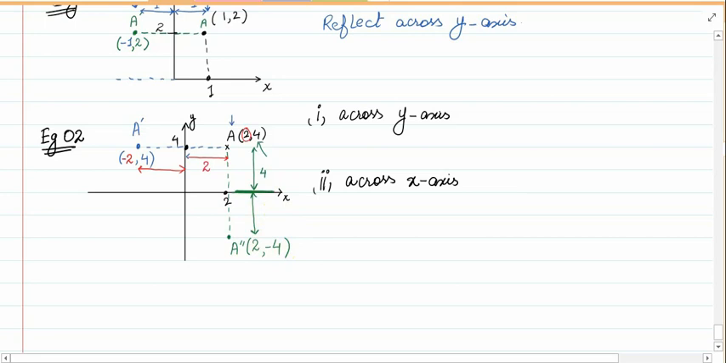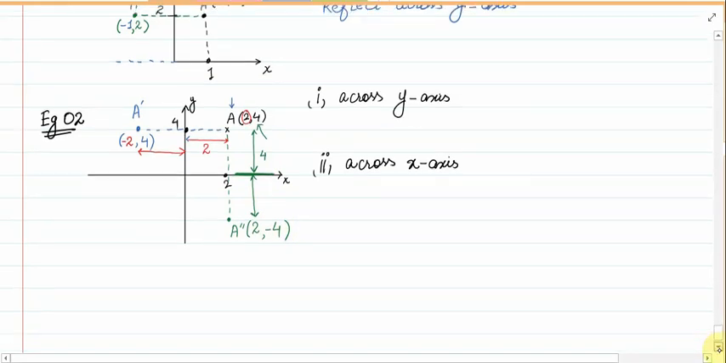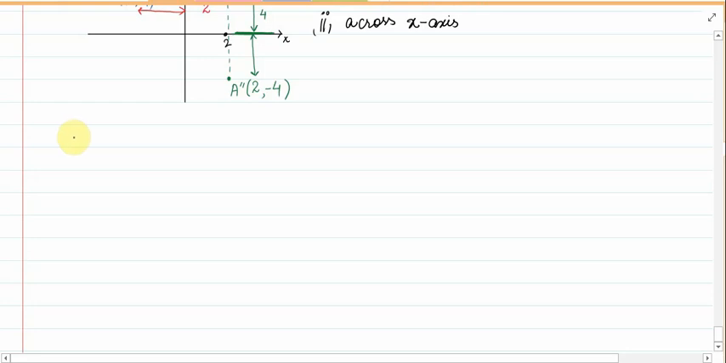So I hope that this example is clear to you as compared to the first one. And if it is not clear, no need to worry about. We are going to attempt some more examples.